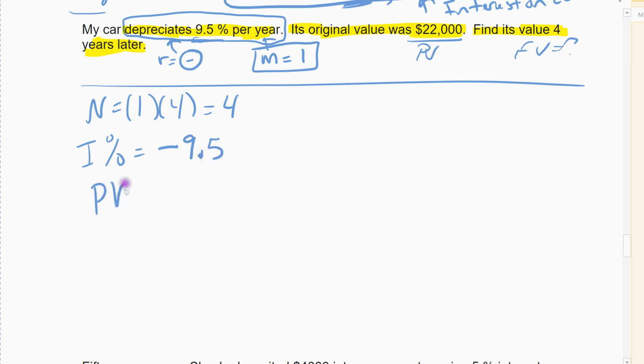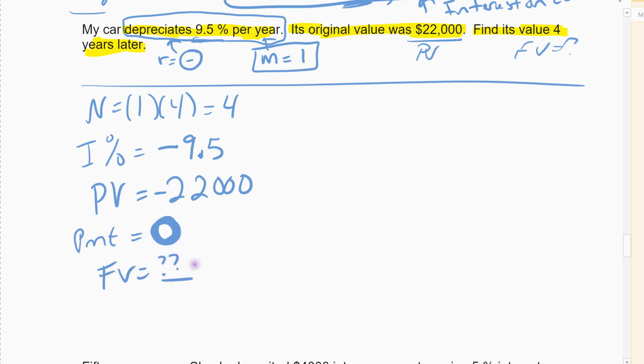Present value: the original value of my car was $22,000, but I bought the car, so I no longer have that $22,000, so it's a negative. If I wanted to sell the car is what we're looking for. Remember, there's no payments. That's got to be 0, and you have to remember to put that 0 in. I just want to know the future value. Suppose 4 years down the road, I want to sell my car. I want to know what the value of my car would be. So I'm looking for the future value. Compounding per year is 1 because it's a yearly depreciation. Yearly means 1.